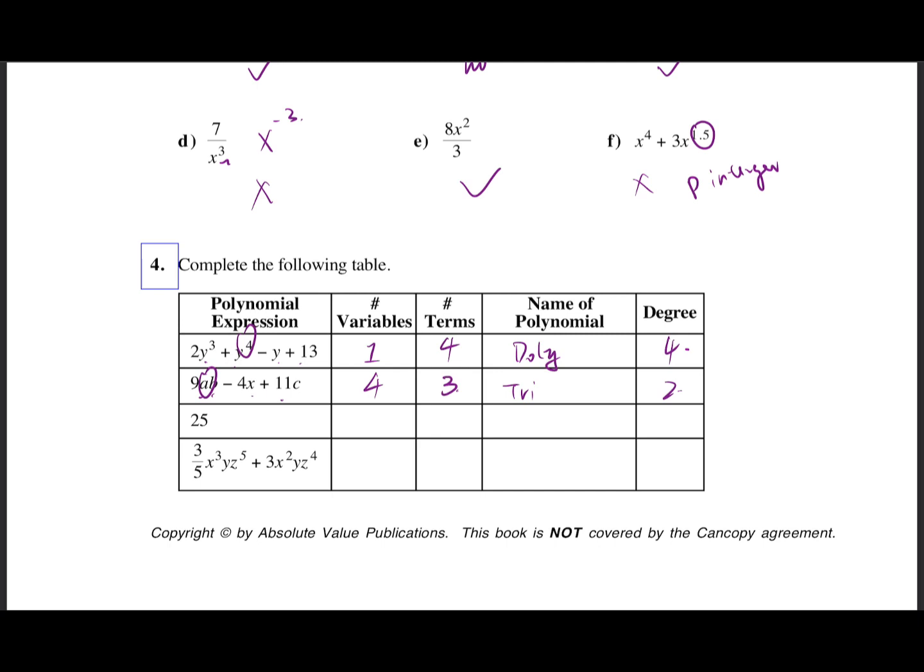And for number 3, the variable is 0 and the term is 1. So this is monomial, and the degree is 0 because x to the 0 equals 1. So this is y to the 0. And for the last one, there are 3 variables and 2 terms. This is binomial. The degree is 3 plus 1 plus 5, totally 9.